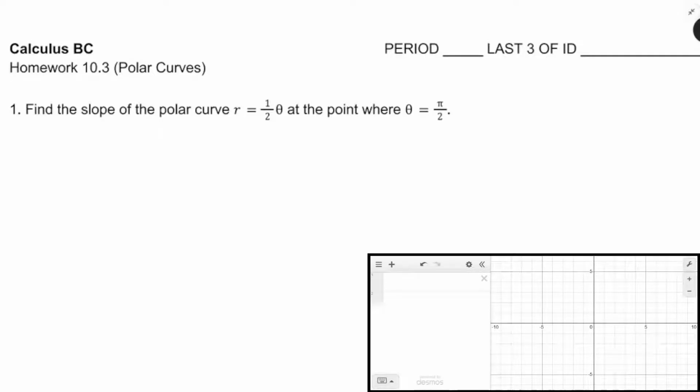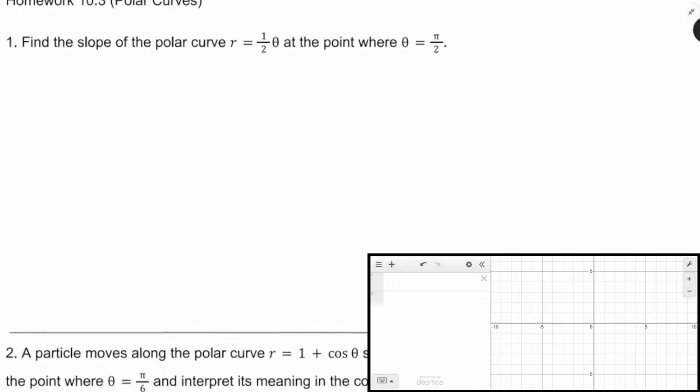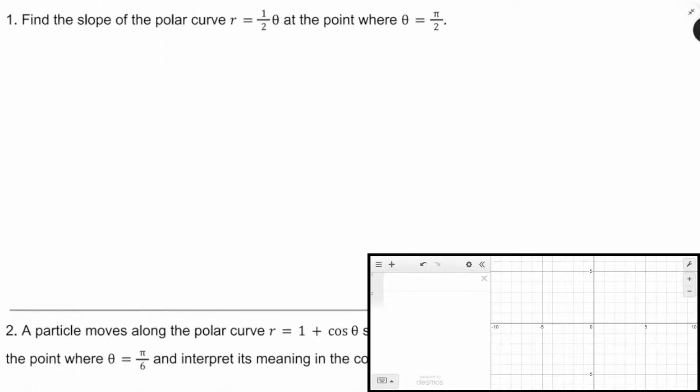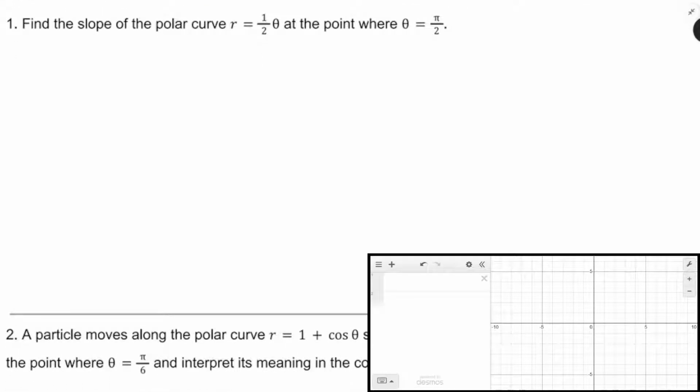Alright, in this video we're going to be practicing polar coordinates, looking at slopes of polar curves and other rate of change type problems, like calculus problems for polar. So first, a very standard problem: find the slope of the polar curve r equals half theta at the point where theta equals pi over 2. This will not require a calculator. A lot of these will, so I've got the calculator ready at the bottom of the screen, but this will not be one of them.